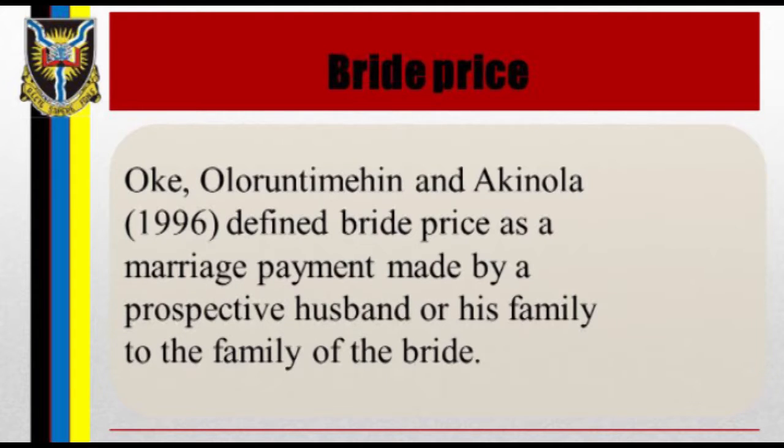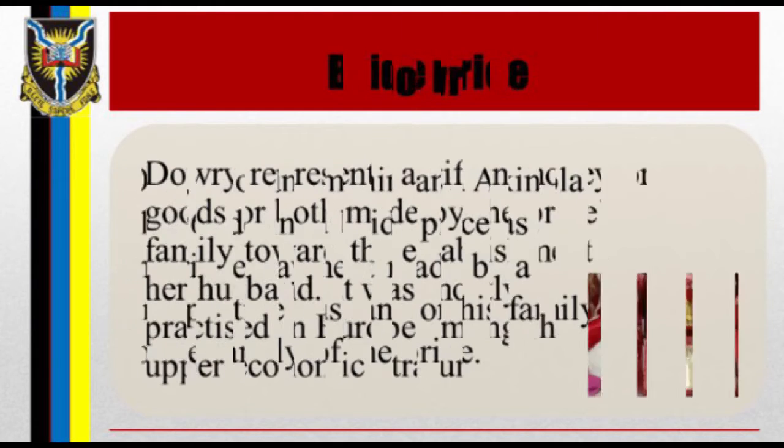Oloruntimehin and Akinola, 1996, define bride price as a marriage payment made by a prospective husband or his family to the family of the bride. The payment serves many functions. It symbolizes the socio-economic statuses of the families to be united maritally. It also establishes an economic tie between the families of the bride and the groom to ensure the stability of the marriage and that of providing a bride with a means of replacing her by her daughter-in-law.